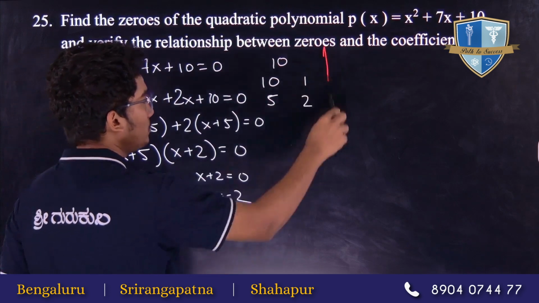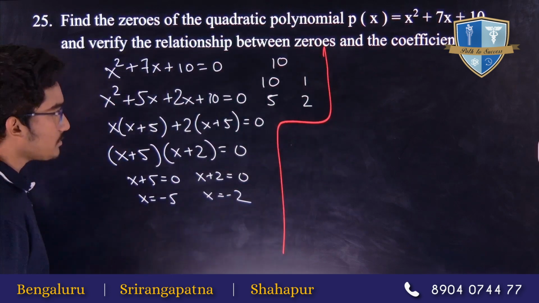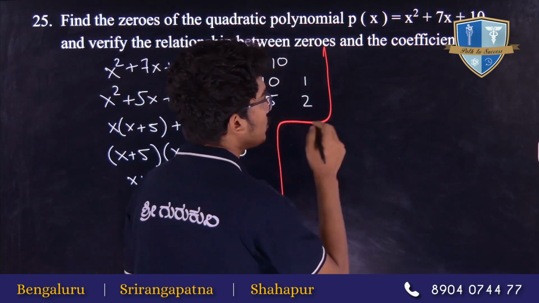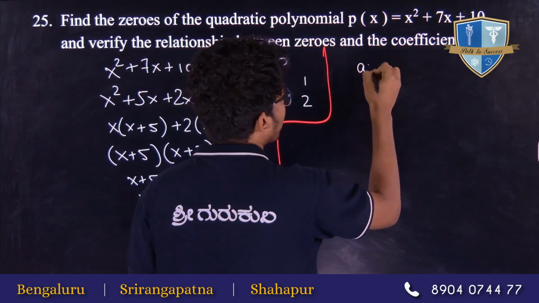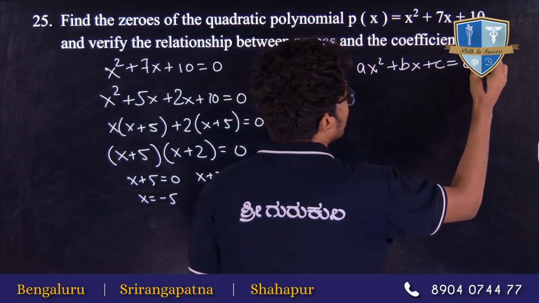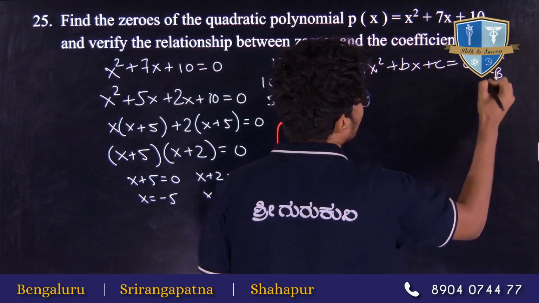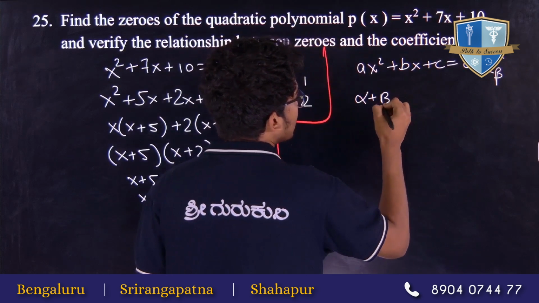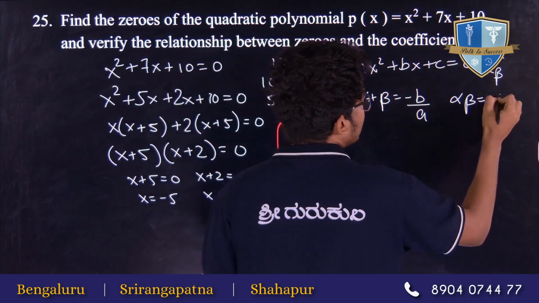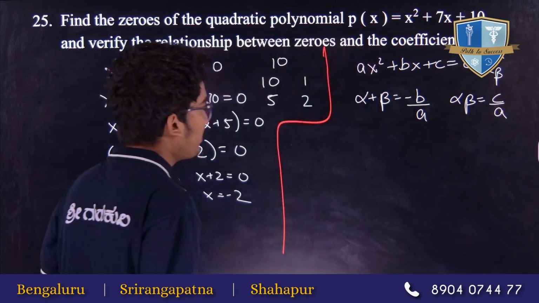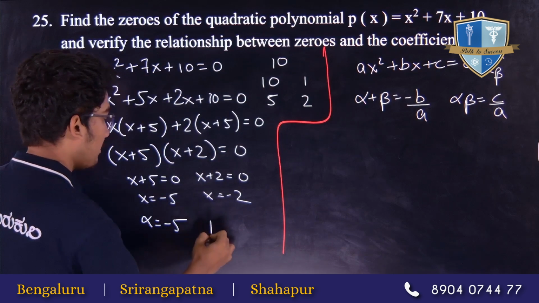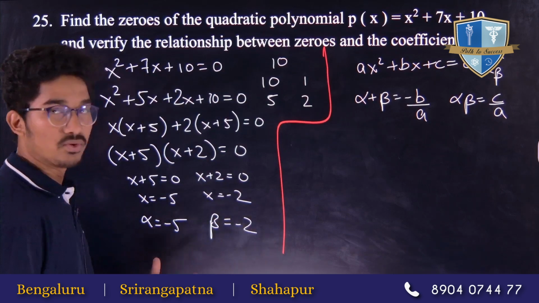Now we are supposed to verify as well. Verify means the relation between coefficients and zeros. As we know, for a general quadratic equation ax square plus bx plus c is equals to 0, which has roots alpha and beta, alpha plus beta is equals to minus b by a and alpha beta is equals to c by a. Correct. So let's verify. Alpha is equals to minus 5 and beta is equals to minus 2. These are our two roots.